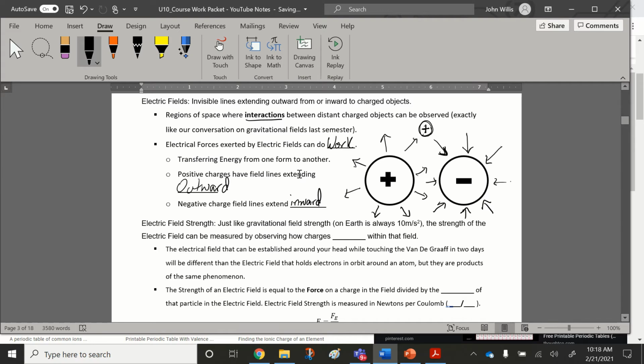Just like gravitational fields, the Earth having acceleration due to gravity, or the fancy way of saying it, a gravitational field strength of 10 meters per second squared, we can calculate and quantify electric field strengths based on how quickly it causes those charged particles to move. It's the same idea as masses in the Earth's gravitational field.